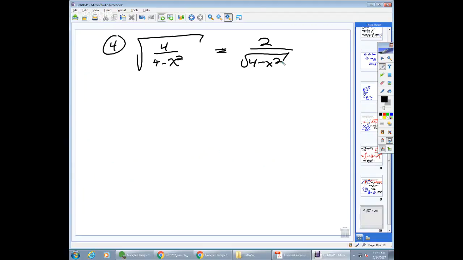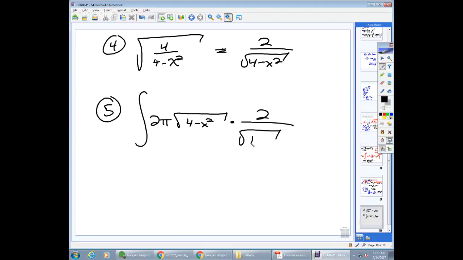And then I can throw it back into the integral. So my integral is 2 pi times y, which is the square root of 4 minus x squared, times the little arc length chunk, 2 over the square root. Oh, look at that. Isn't that lovely? It's just going to disappear on us. So the square root of 4 minus x squared cancels itself out.